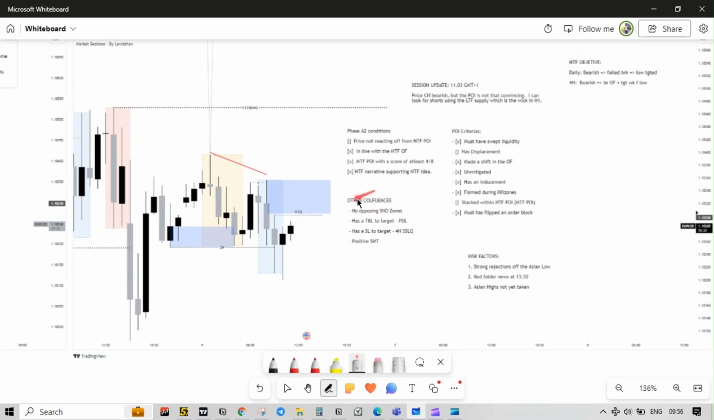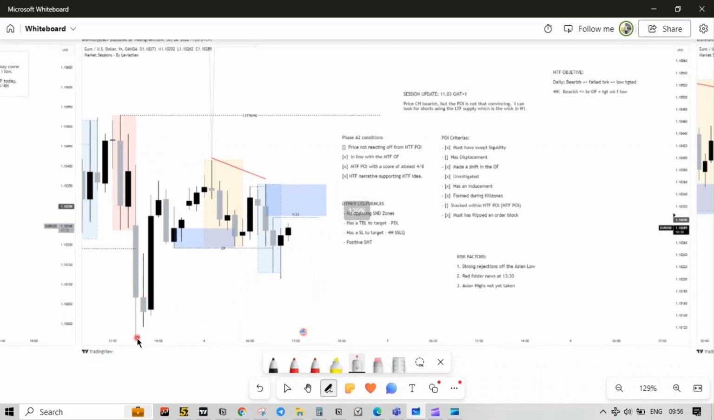As simple as that. So what are the other confluences? There is no opposing supply and demand zones, and a time-based liquidity to target. What is a time-based liquidity? Previous day low. It has a sell side liquidity to target. What is the sell side liquidity? The 4-hour sell side liquidity. We need to target that one. And we are having a positive SMT with DXY as well as GU.